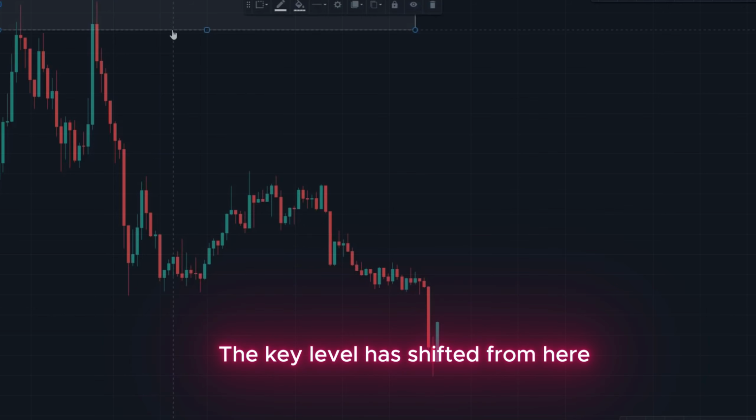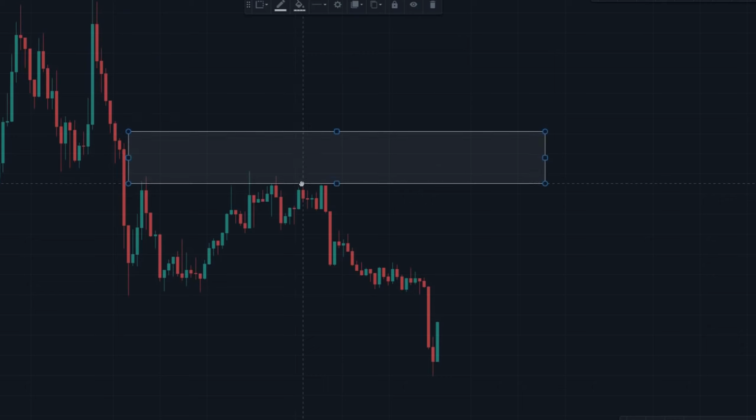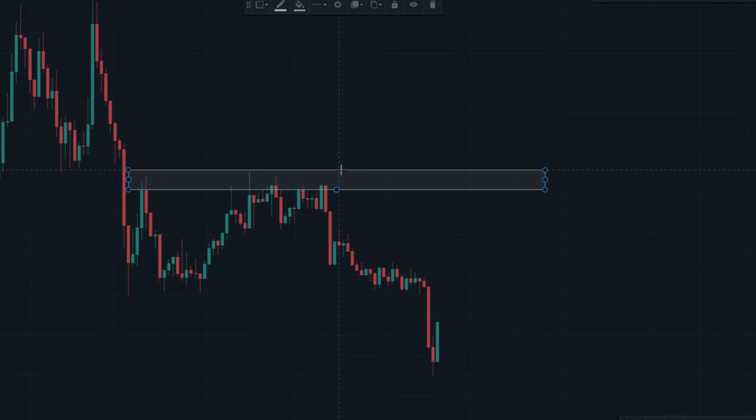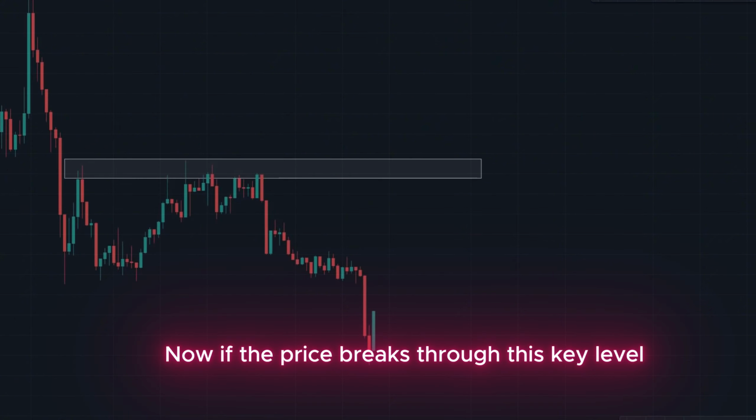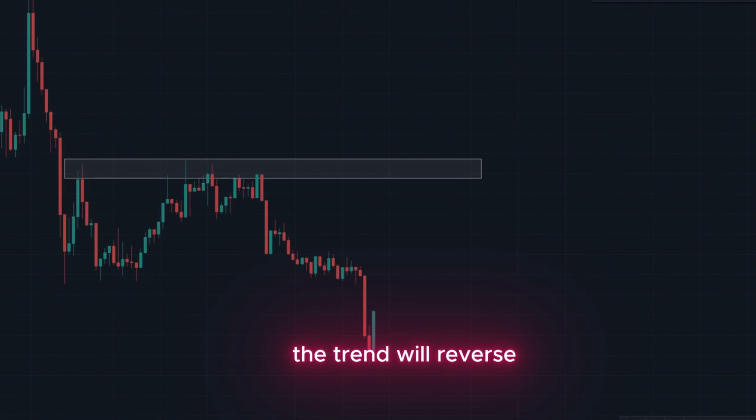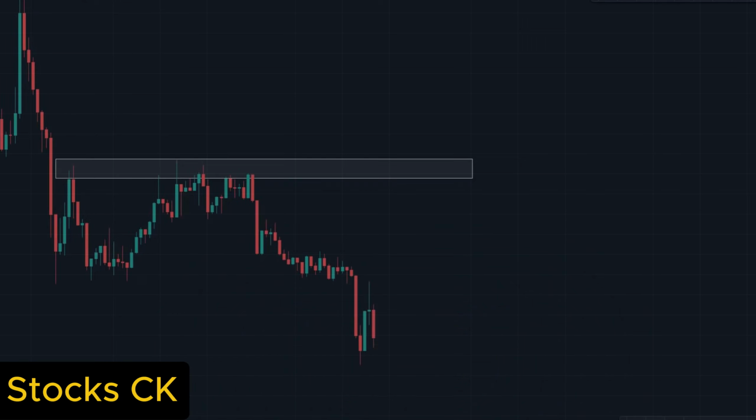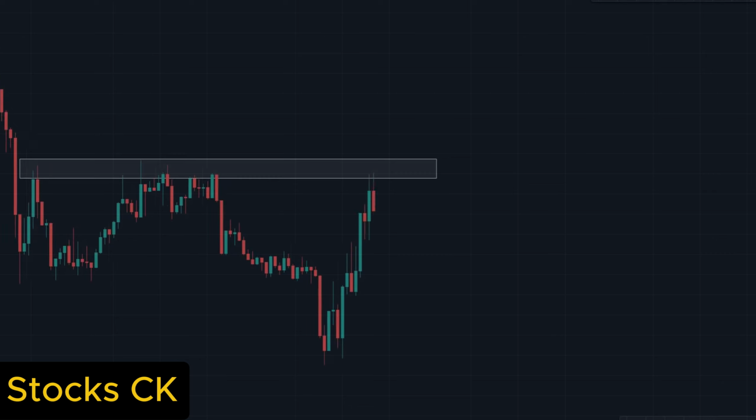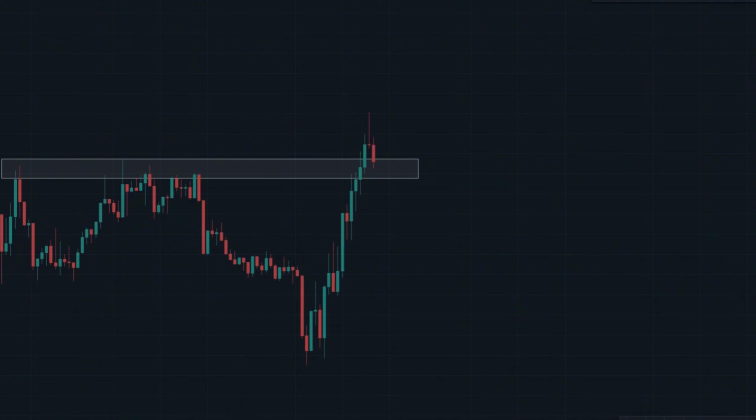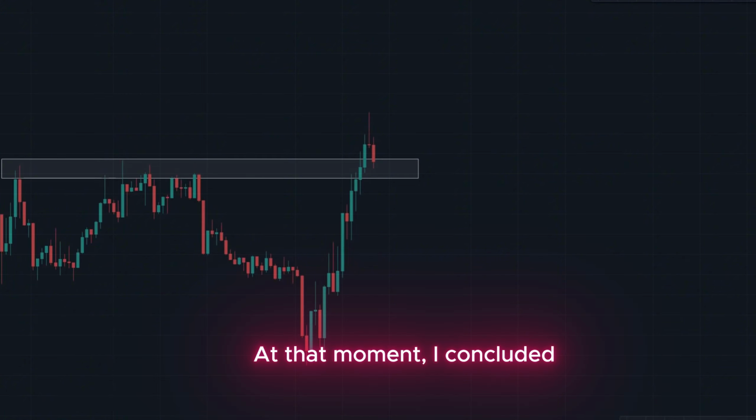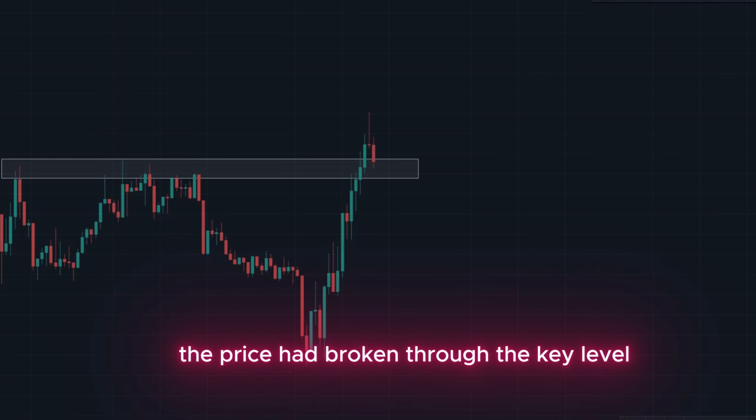The key level has shifted from here to here. I've talked about key levels in a previous video, so you can understand this. Now if the price breaks through this key level, the trend will reverse, becoming an uptrend, meaning the pullback ends, and the uptrend resumes, continues. Has the price broken through the key level yet? At that moment, I concluded the price had broken through the key level.